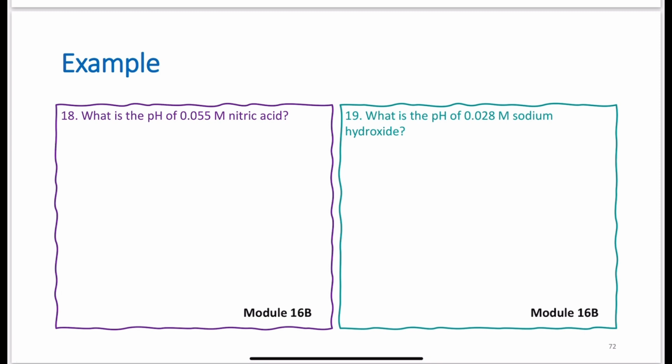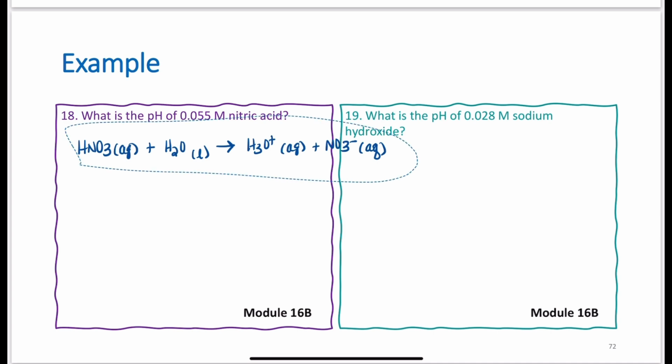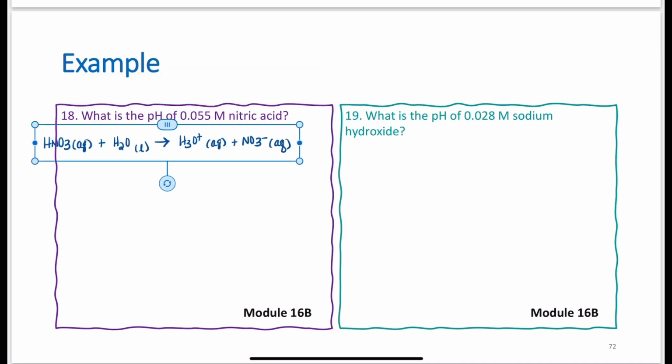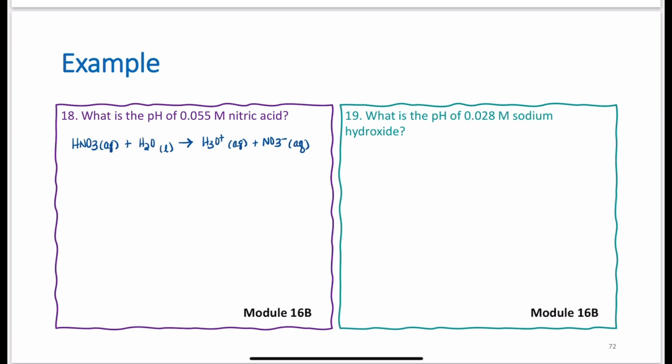Number 18, what is the pH of a 0.055 molar nitric acid solution? Nitric acid is HNO3. That is one of my strong acids. When I put this into water, it dissociates 100%, so I just have a single-headed arrow, forming H3O plus ions and nitrate ions. So hydronium and nitrate. But that means if I have a 0.055 molar concentration of nitric acid, that gives me a 0.055 molar H3O plus solution and a 0.055 molar nitrate solution.